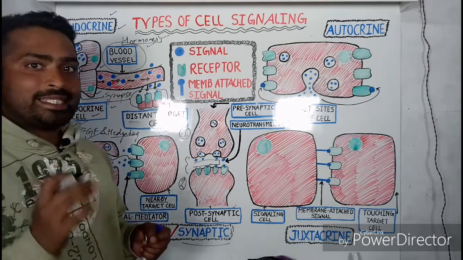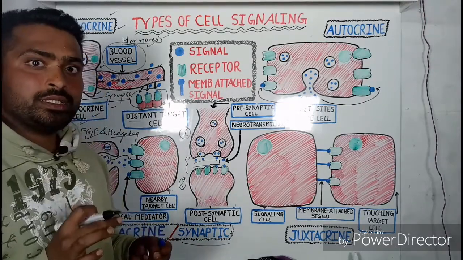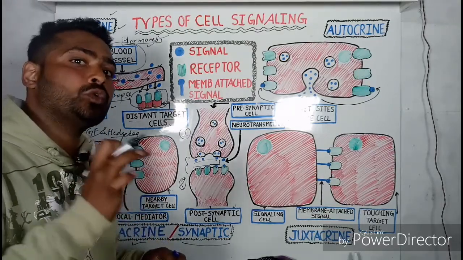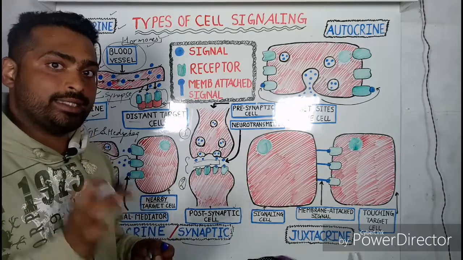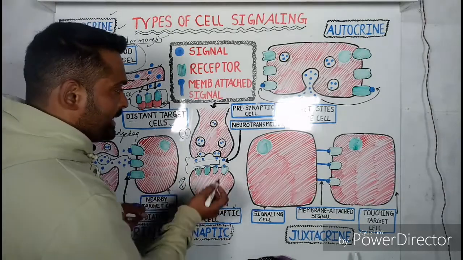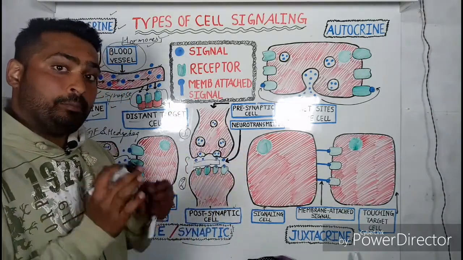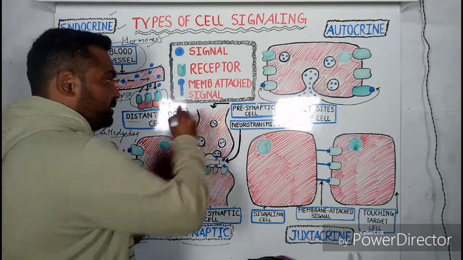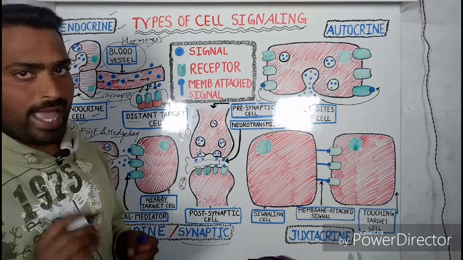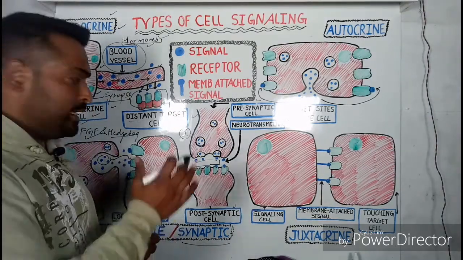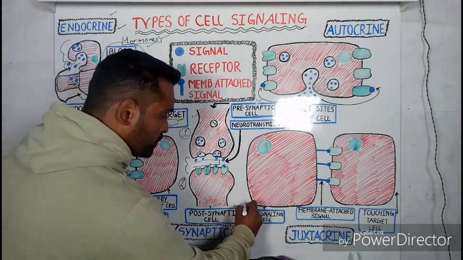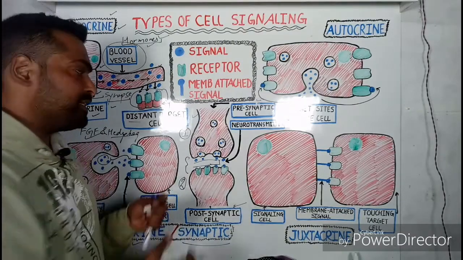So synapse is an interneuronal junction which is present between two neurons. It can also be present between a neuron and a muscle cell, and then it's known as neuromuscular junction. So the neuron which is present before the synapse, this one, is called the presynaptic neuron. And if it is following the synapse, then it's called the postsynaptic neuron, after the synapse.